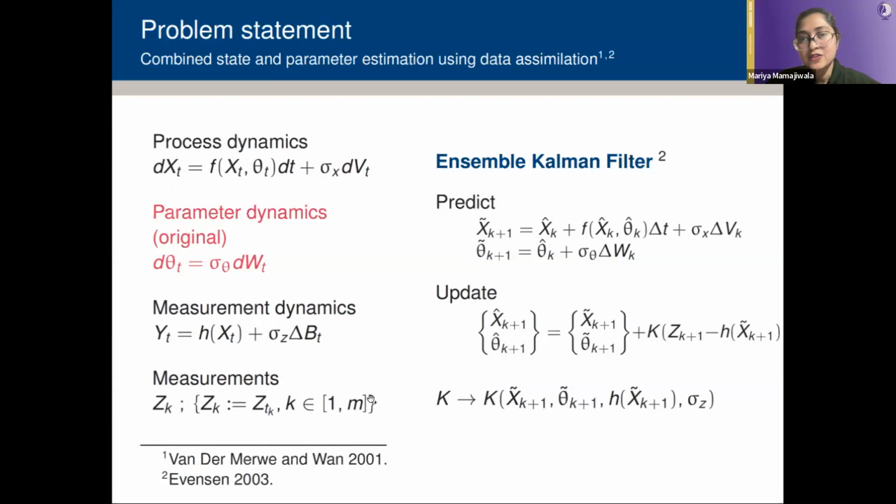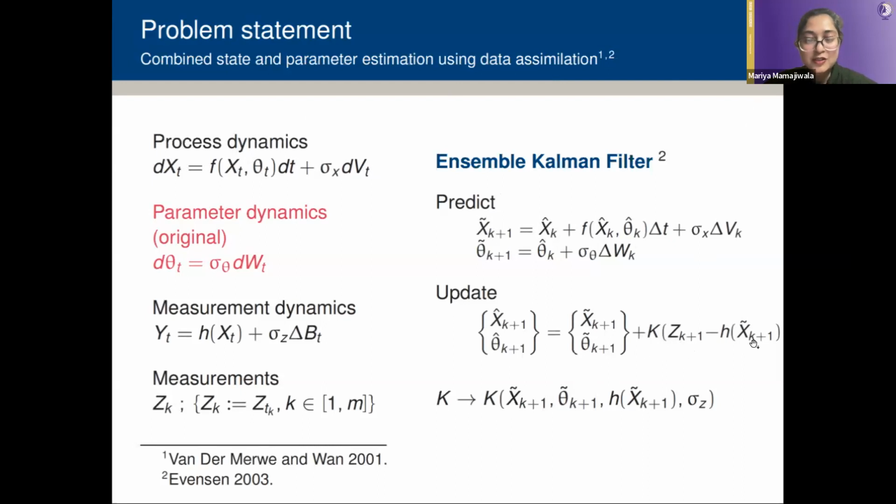And without any loss of generality, we are working with the ensemble Kalman filter. This works in two steps. The first is you start with an initial ensemble for the states and parameters and pass them through these process dynamics and parameter dynamics. So this is the prediction represented by a tilde. And the next step, which is the actual data assimilation step or filtering step, is obtained by giving an additive correction to the predicted ensemble.